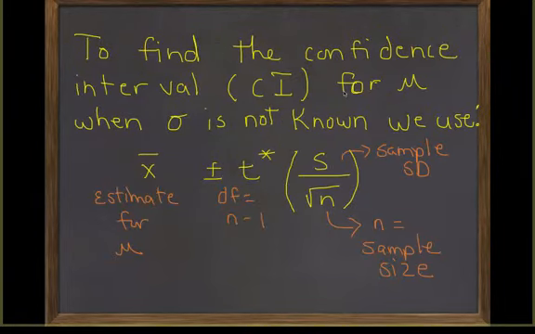To find the confidence interval, CI, for the mean when the standard deviation is not known, we use the formula x bar plus or minus our t-critical times the sample standard deviation divided by the square root of the sample size. And our t-critical is dependent on the degrees of freedom, remembering that the degrees of freedom are found by taking your sample size and subtracting 1.